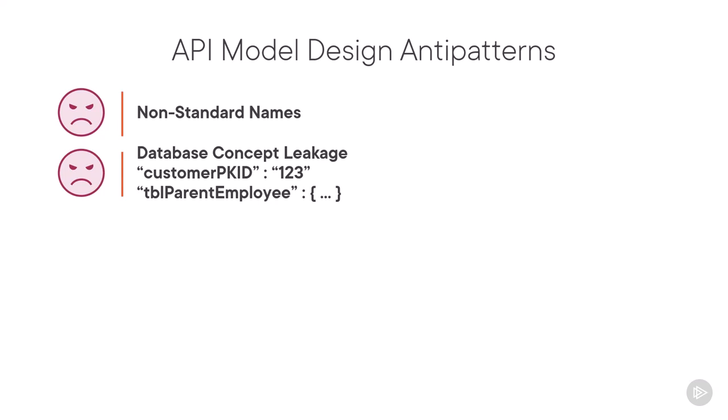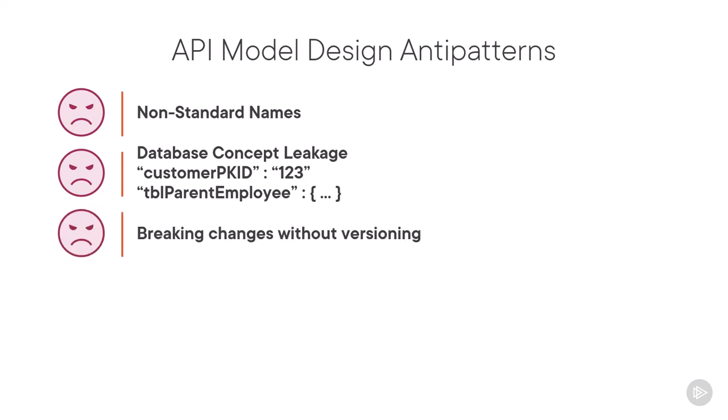Make sure clients of your API remain unaware of how your data might be persisted. Keep your database naming practices out of your API models. Obviously, once you expose an API and clients are consuming it, you want to avoid changing it out from under them without notice and without providing versioning support.